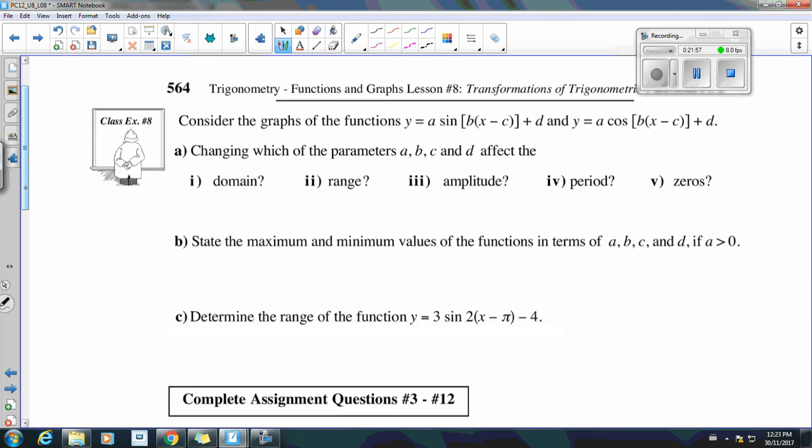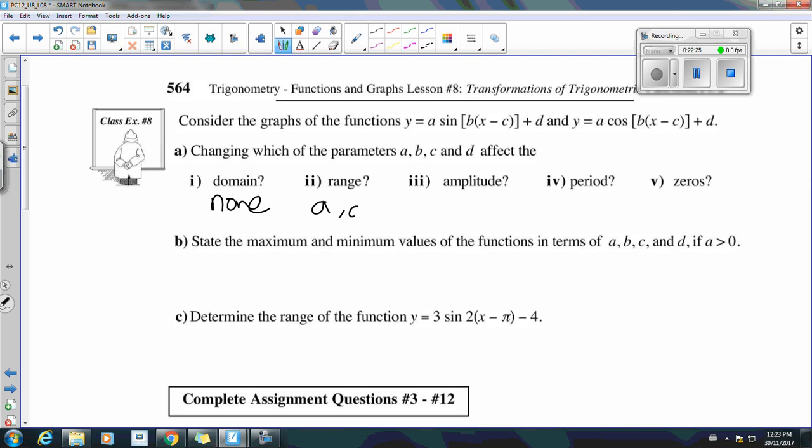Last example, consider the graphs of y equals a sine b of x minus c plus d and y equals a cos of b of x minus c plus d. Changing which of the parameters a, b, and c affect the domain, first of all. The domain of all these graphs is all real numbers, so none of these affect the domain of the sine and cosine graph. The range, there are two things that affect the range, the amplitude and how far you've moved the graph up and down.